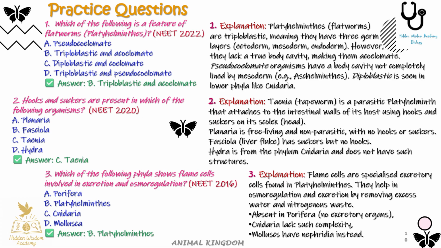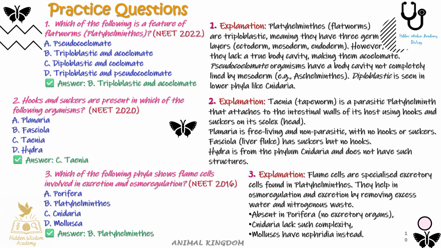Explanation. Platyhelminthes, also called flatworms, are triploblastic, meaning they have 3 germ layers, ectoderm, mesoderm, and endoderm. However, they lack a true body cavity, making them acoelomate. Pseudocoelomates have a cavity not fully lined by mesoderm, like Ascaris. Diploblastic is seen in lower phyla like Cnidaria. The correct answer is option B, that is feature of flatworms, platyhelminthes, is triploblastic and acoelomate.